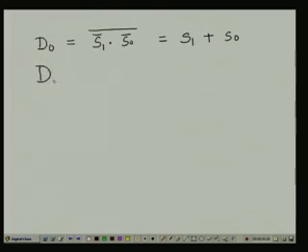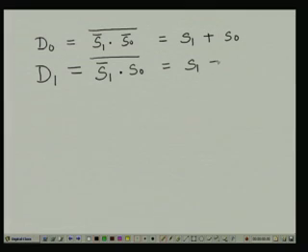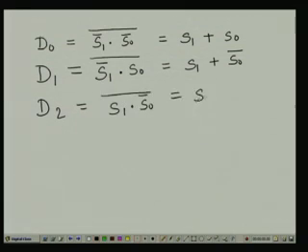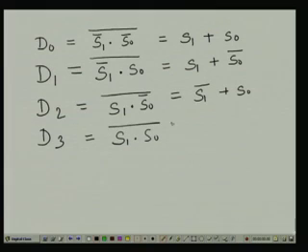Similarly, D1 will be the complement of S1 bar S0, that means S1 plus S0 bar. D2 will be the complement of S1 dot S0 bar, which is S1 bar plus S0. And D3 will be the complement of S1 dot S0, which means S1 bar plus S0 bar.